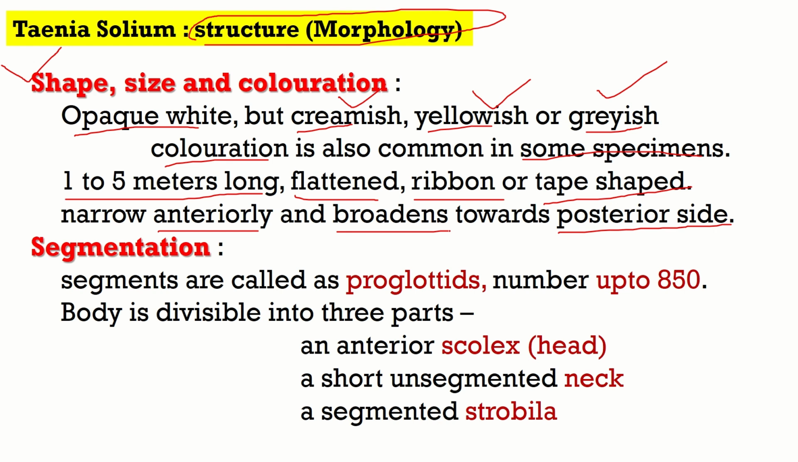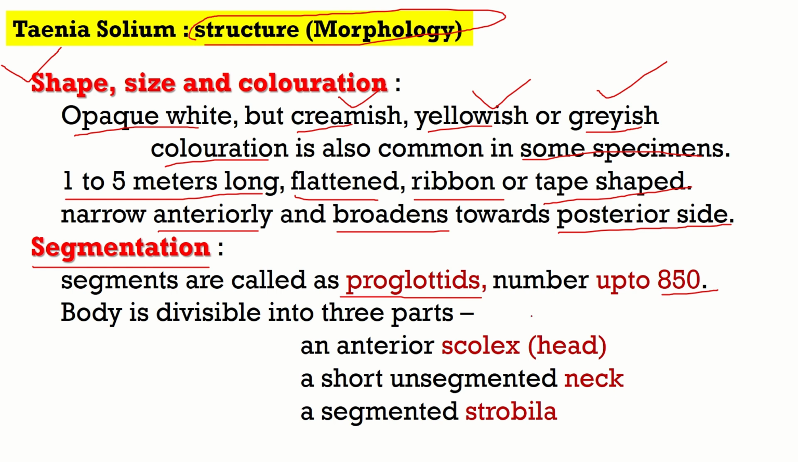The body has many segments, and these segments are called proglottids. The body is divided into a number of small segments called proglottids, and they may be up to 850 in number.